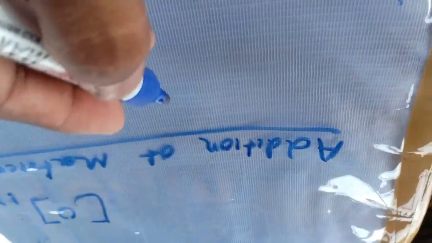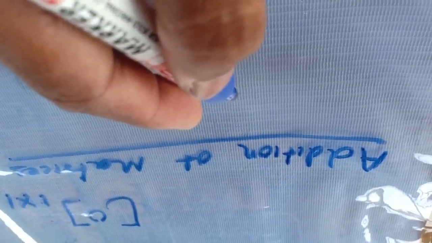We will discuss addition of matrices. The first condition for the addition operation is that the two matrices must have the same order. In a single word, I can say the two matrices must be equivalent matrices. We discussed that if they are of the same order, then they are equivalent matrices, because you have to add the corresponding elements. If their order is not the same, then it is not possible.